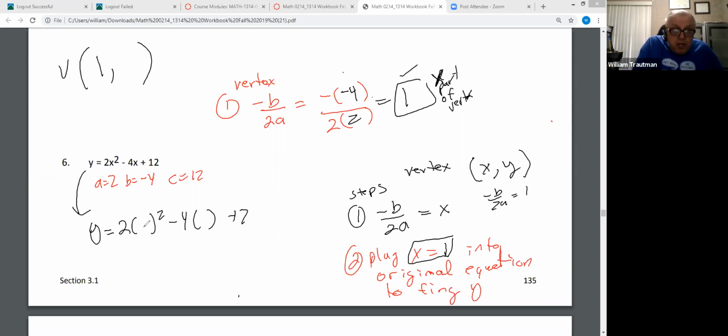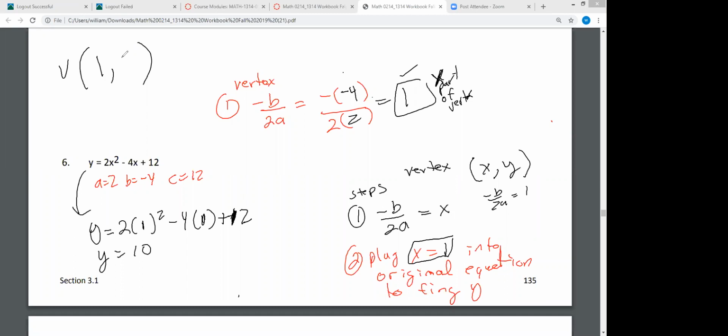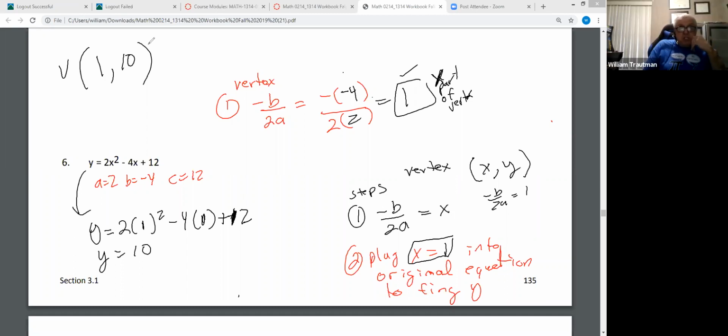And when I plug 1 back into the original equation, that's supposed to be a plus 12. I get 2 minus 4 is negative 2 plus 12. I think I get 10. Yes, I get 10. Yes, it's 10. So I get a y value of 10 for my vertex. That's my vertex. Find the vertex. That is the vertex, 1, 10. But now I need to put it in vertex form.